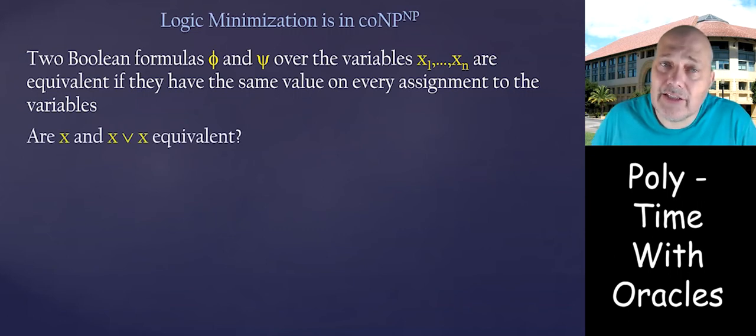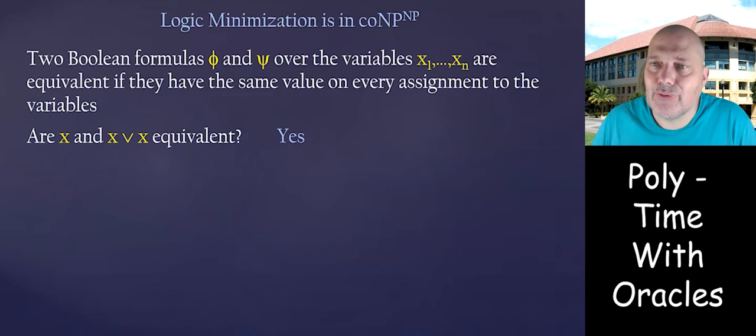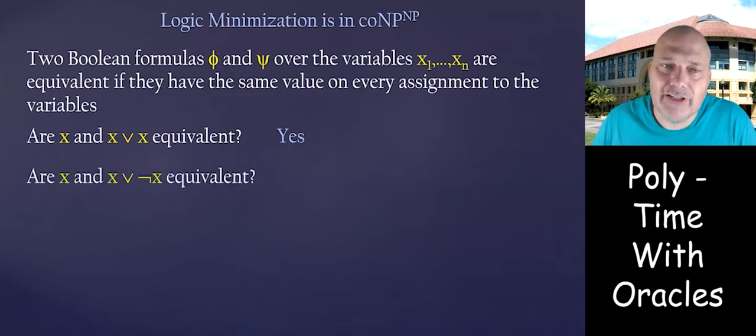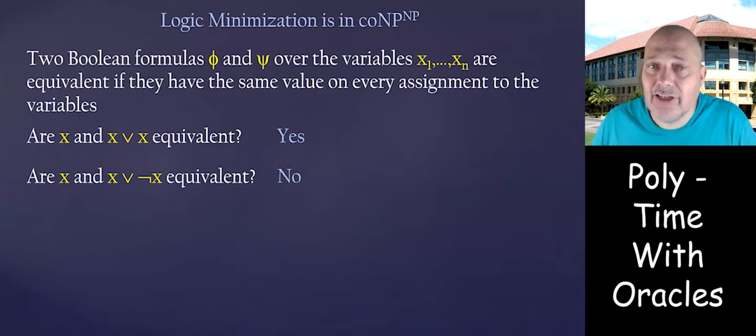So are x and x or x equivalent? Well, yes, this is easy. Whenever x is true, then both of them are true, and otherwise both of them are false. Are x and x or not x equivalent? The answer is no, because the right side is a tautology. X or not x is always true, whereas x can be false.